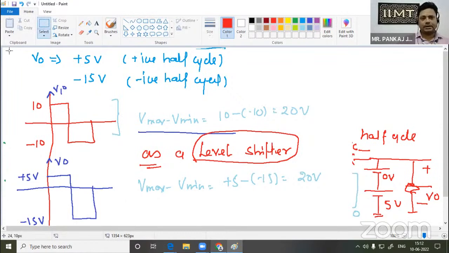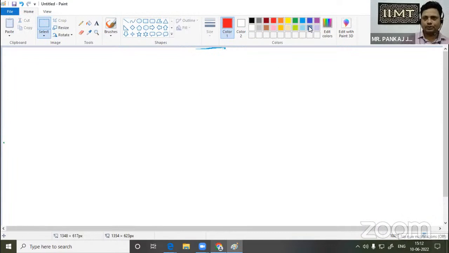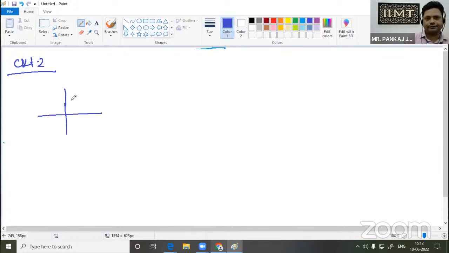So I am taking another example of a clamper circuit. Suppose in circuit 2, I have taken this input waveform that is varying from 15 volt to minus 15 volt. And the next circuit which we are going to solve here is like this.